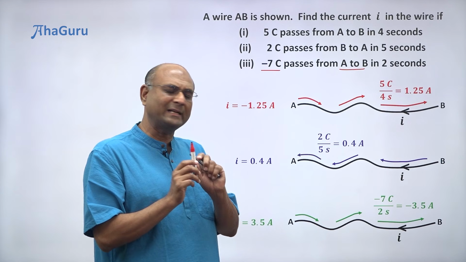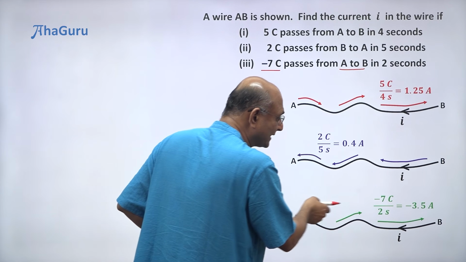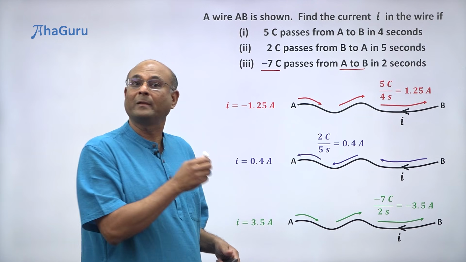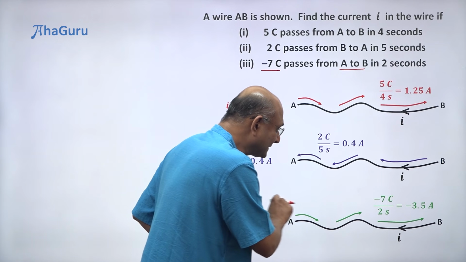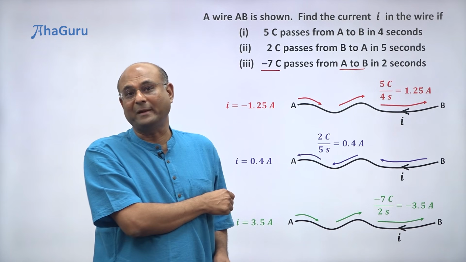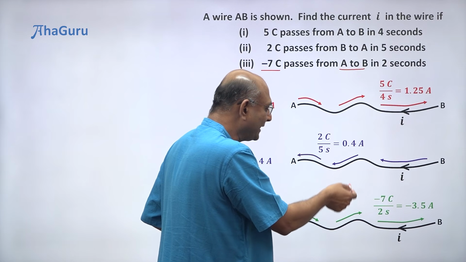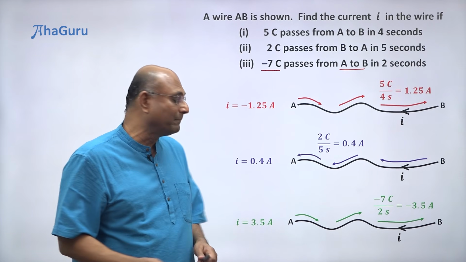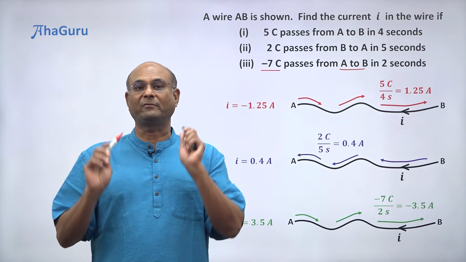You can also understand this by saying that if negative charges move from A to B, it is the same as positive charges moving from B to A. So instead of saying minus 7 coulombs goes this way, we could have said 7 coulombs goes from B to A, which will mean 7 by 2, 3.5 amperes from B to A. That is the direction of I marked. So therefore I is 3.5 amperes.